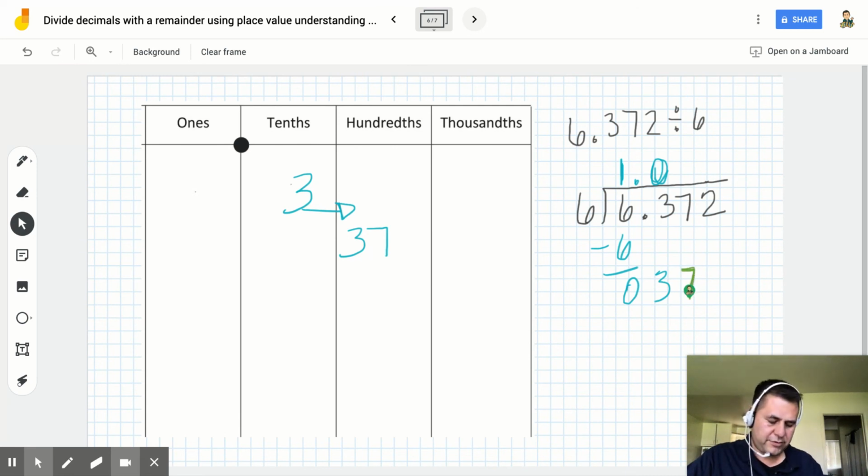Now, if I have 37 hundredths to divide evenly by 6, how many will go in each group? That's right, 6. Since 6 times 6 is 36, I gave away 36. How many are left? 1 hundredth. Now, what do I do in order to keep dividing? That's right, I'm gonna go into my thousandths. Take this 1, move it into the thousandths.